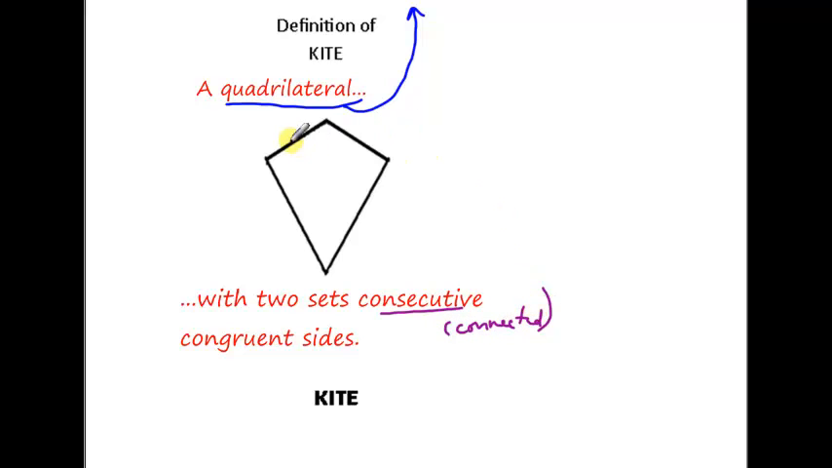So sides that are connected and equal in length, like these two right here at the top, and then these connected sides down at the bottom, these are equal in length. And it's called a kite because it looks like a kite, the kind you fly.